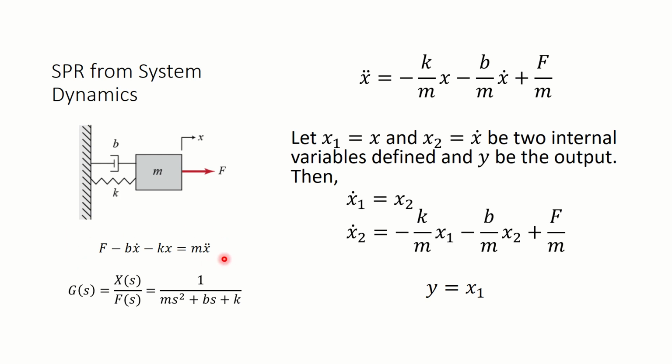This is simply a force balance equation. The left hand side is the total force F in the direction of the displacement x, and the other forces Bx dot and Kx act in the other direction. So this is the total external force, which equals mass into acceleration as per Newton's law, so m into x double dot. This is the differential equation of motion, and this is the starting equation.